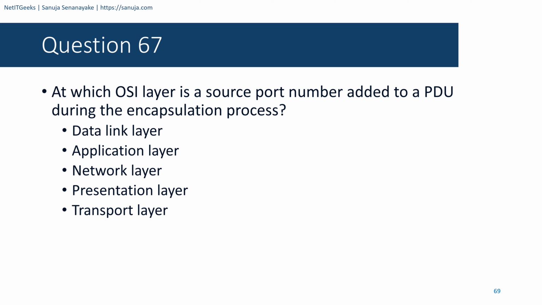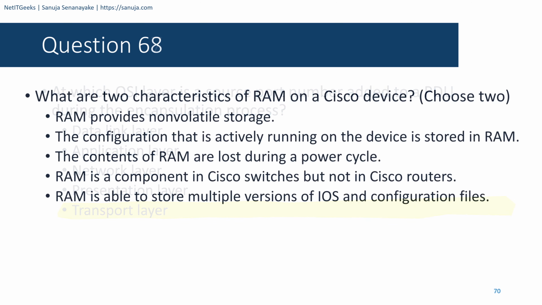So where do we add the source port number? Data link layer, application layer, network layer, presentation layer, transport layer. So what's the answer out of these 5? Again, you need to just know the OSI model. If you don't remember, go check my videos. The answer is transport layer. I'm not going to spend too much time here. I'm going to go to the next one.